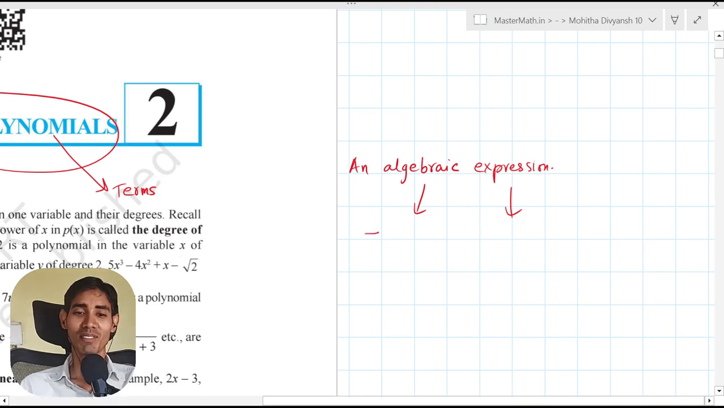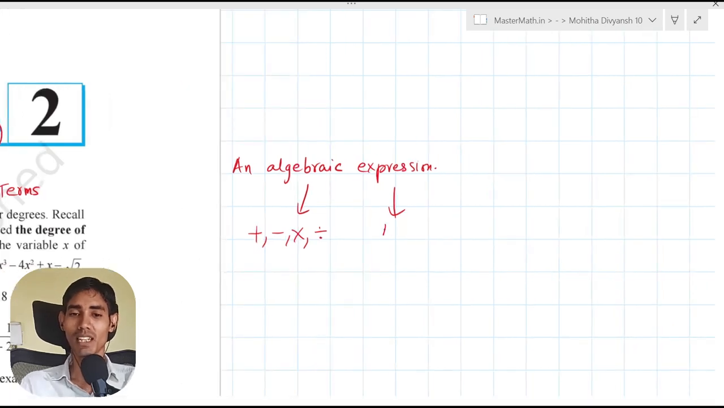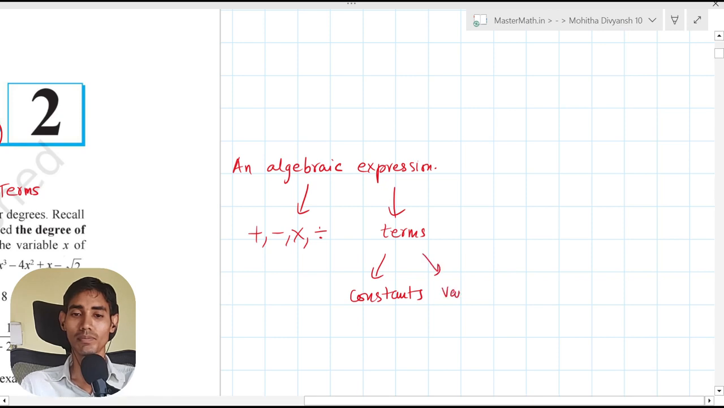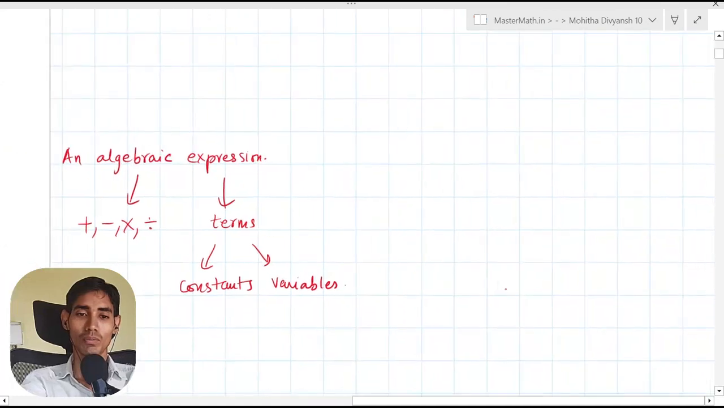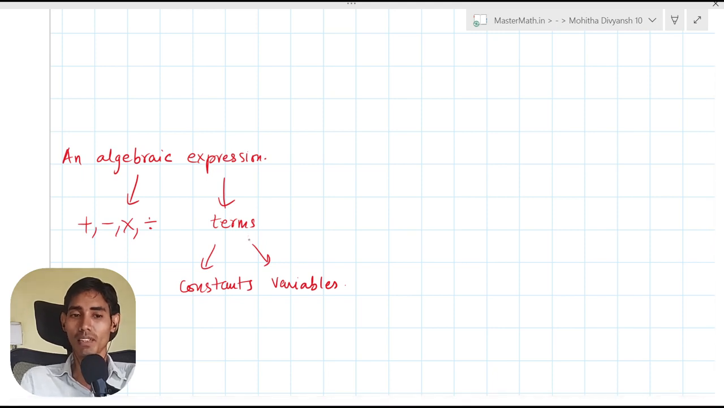Okay, so in algebra we study addition, subtraction, multiplication, division, and expressions are the terms that you are talking about, which are in turn made up of constants and variables. So terms are the building blocks of expressions, and terms are made up of constants and variables.